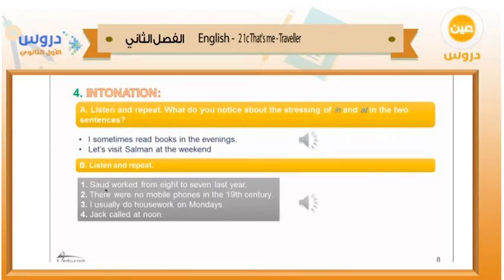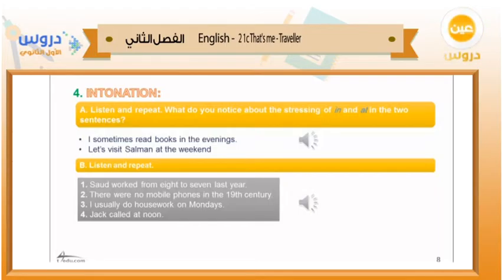1, Saud worked from 8 to 7 last year. 2, There were no mobile phones in the 19th century. 3, I usually do housework on Mondays. 4, Jack called at noon.